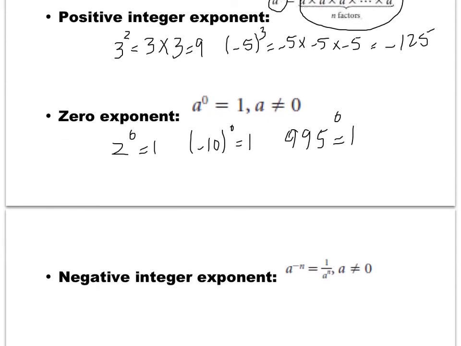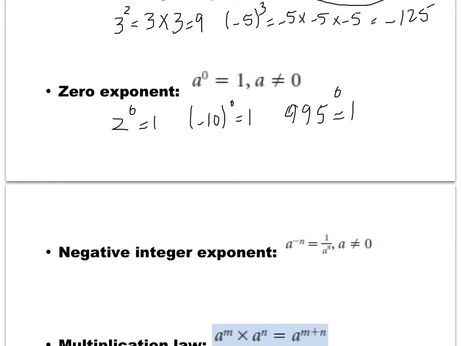The next rule is negative exponent, which is very important. If you have any number except 0, exponent a negative number, it is the same number as a fraction 1 over, but with positive exponent. So this means that 4 exponent negative 3 is the same as 1 over 4 exponent 3. 2 exponent negative 5 is the same as 1 over 2 exponent 5.